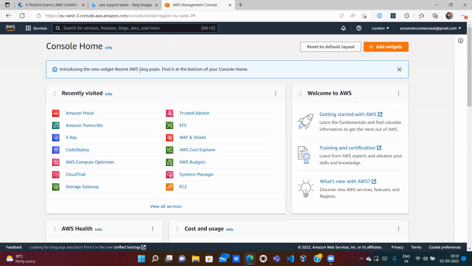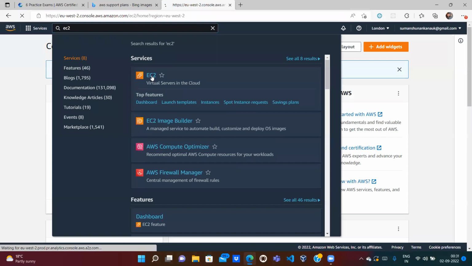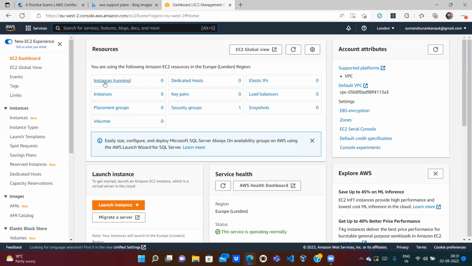So if you go to the AWS console, and in the EC2, you could see the instances. If you spin up any instances, you don't know on which server it will spin up.